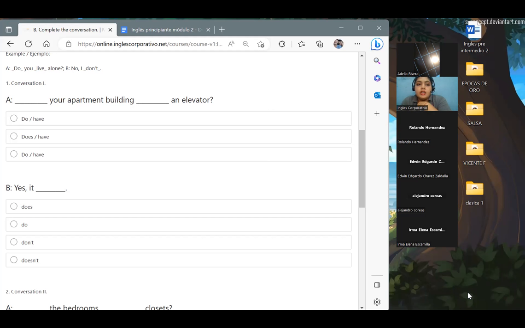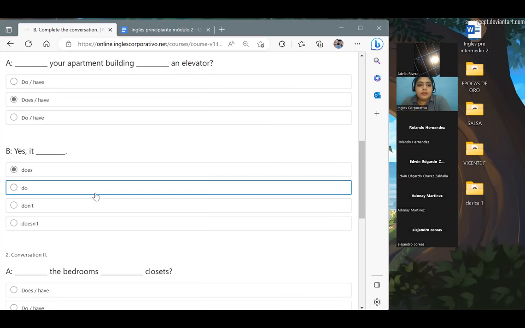Okay, let's see. Conversation number one. Do have, does have, or do have? In this case, we have the same thing. Those have. Does your apartment building have an elevator? Does have. Okay, vamos a ver. Number two, yes, it does, do, don't, or doesn't. Okay, it does. Very good.